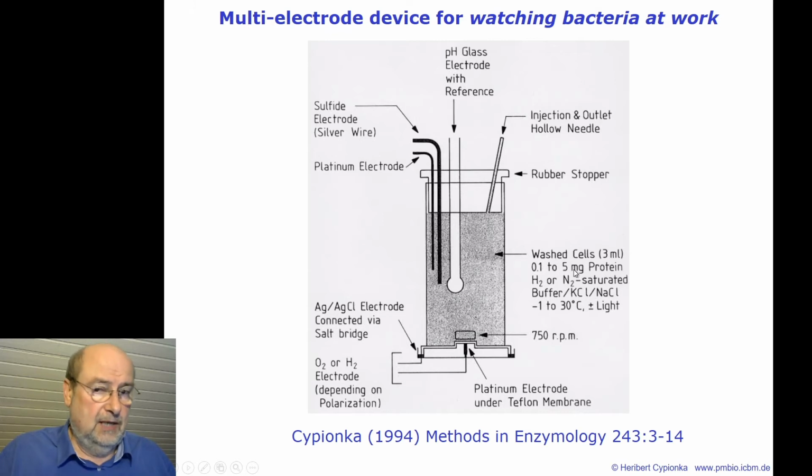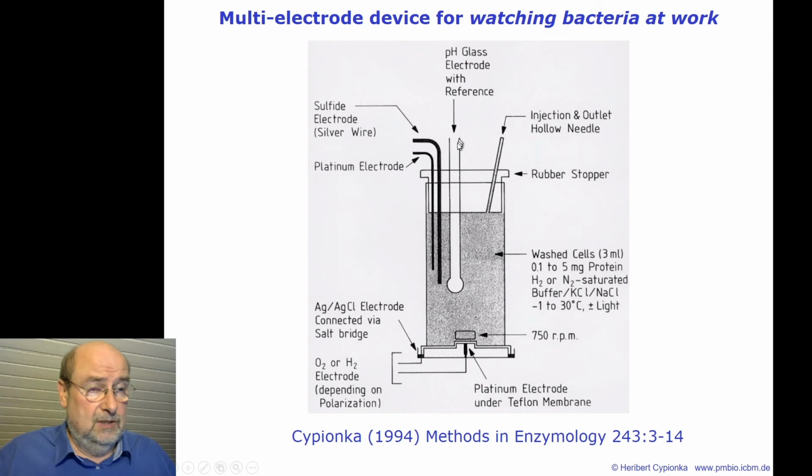They have quite a high density, and we saturate normally the whole suspension with H2 or with N2, and we don't use buffer. We have only KCl, so this is allowing very sensitive pH measurements, changing uptake and production of protons. And we have everything at a constant temperature, and we can even switch on light or switch off light if you are doing a photosynthesis experiment with this. Everything can be done with this multi-electrode device.